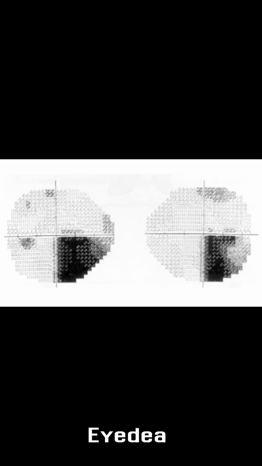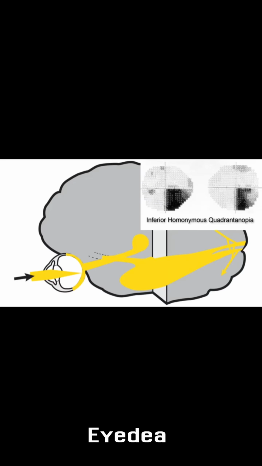Number 5. This is an inferior homonymous quadrantinopia. It is defined by the fact that the defect borders are aligned to the vertical and horizontal meridians in the inferior visual field. This pattern localizes to the superior visual cortex. The most common cause of these defects is stroke.